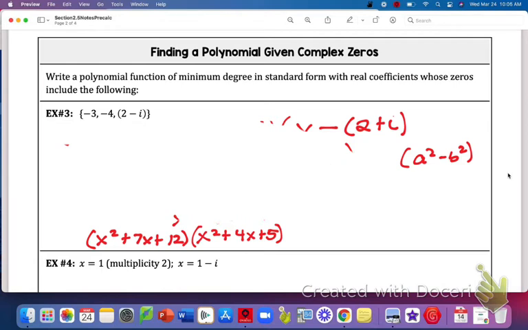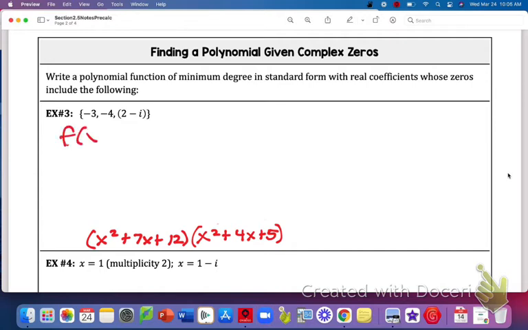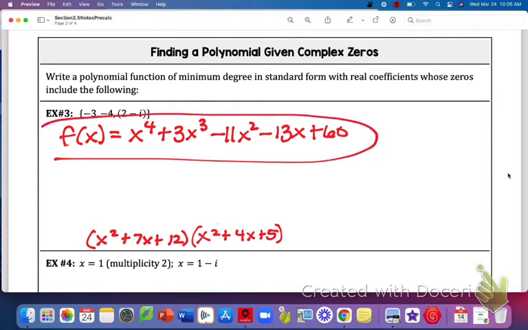So when we multiply all that out, I'll save ourselves the time and the energy, because I'm going to assume you can all correctly multiply that out. It's just a lot of work. And then combine your like terms. That's going to get you to f of x is equal to x to the 4th plus 3x to the 3rd minus 11x squared minus 13x plus 60. And there'll be your final answer.